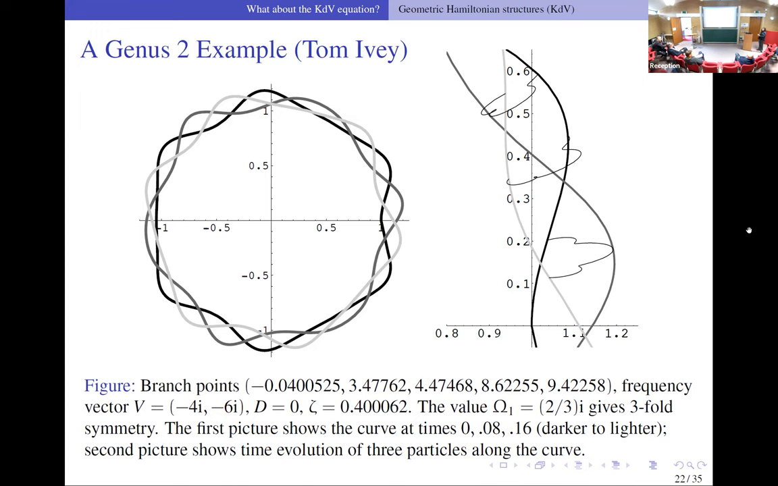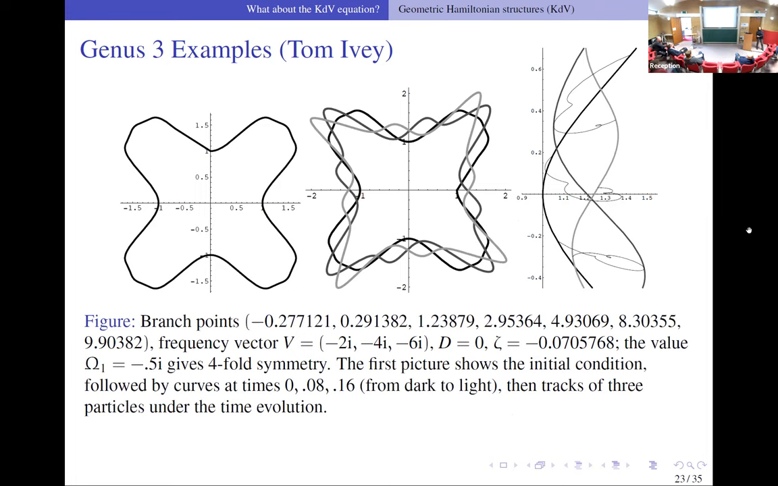Here is another, now you really see the star shape, right? If you have taught complex analysis, that's why it's called star-shaped. The gamma and the gamma prime are never parallel. Again, this is a genus 3, so 7 branch points. We choose a certain vector of frequency, divisor, and you're getting this fourfold symmetry to the construction. These are evolutions from dark to light, and how it evolves is kind of ugly. And these are the more complicated evolutions of a single point tracked along the evolving curve.